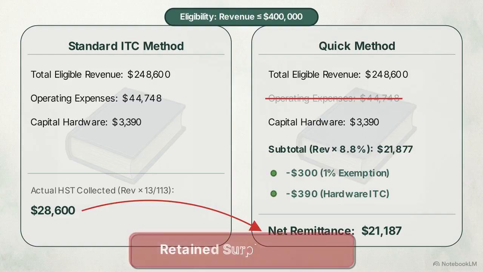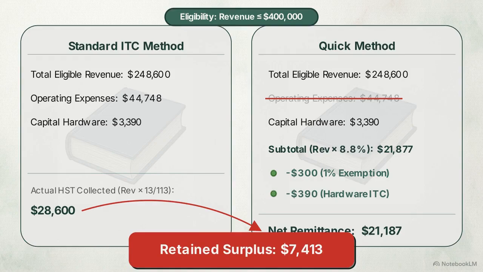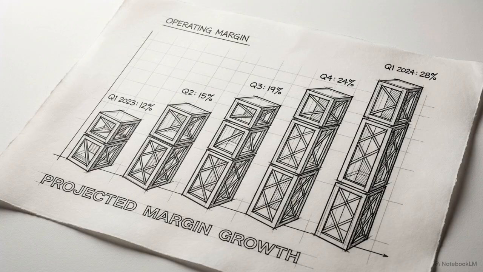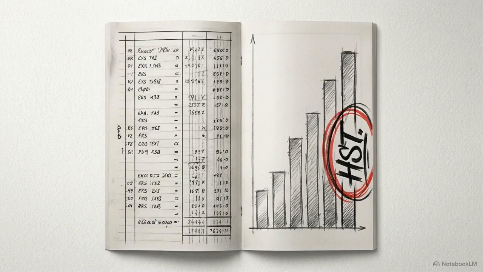Here is the asymmetry. The consultant actually collected over $28,000 in HST from their clients at the standard 13% rate. By utilizing the quick method, they remit $21,000 and legally pocket the difference. By leveraging this method, a service business with low overhead legally converts a rigid tax collection mechanism into a highly efficient vector for operational profit.